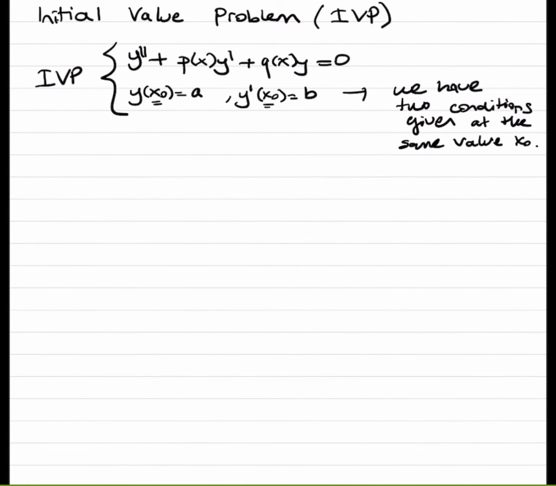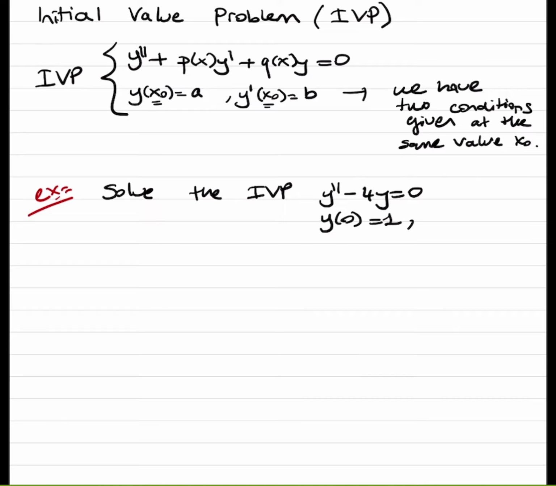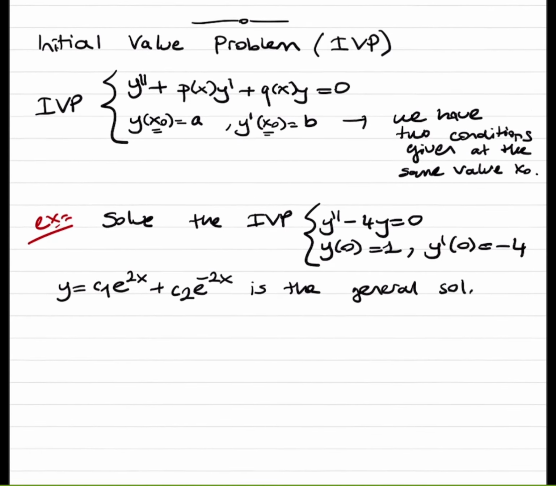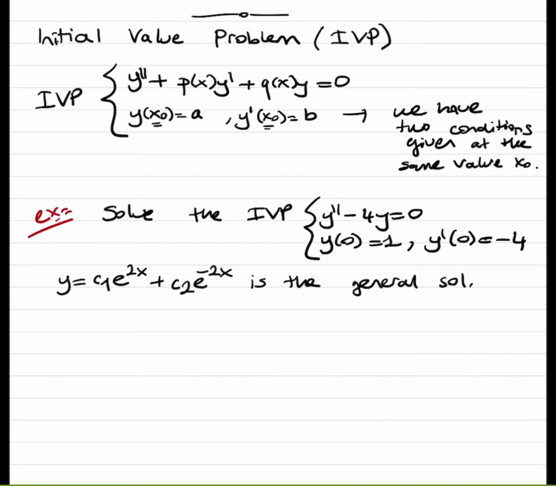Okay, let's do an example and end this lecture. Example: solve the initial value problem y double prime minus 4y is equal to 0, y of 0 is equal to 1, and y prime of 0 is equal to minus 4. So this is our initial value problem. We know the general solution: y is equal to c1 e to the power 2x plus c2 e to the power minus 2x. But we are asked to find the solution of this initial value problem, the solution that satisfies these two conditions. We can find c1 and c2 using these conditions.